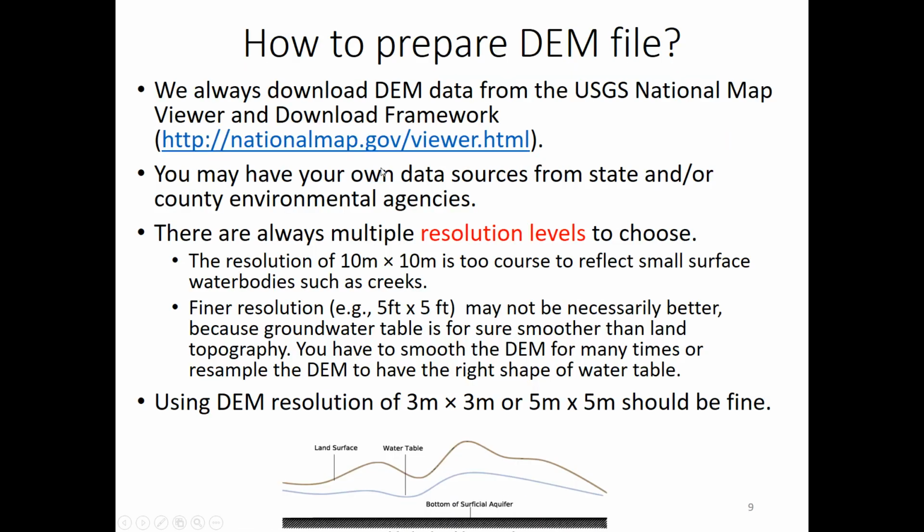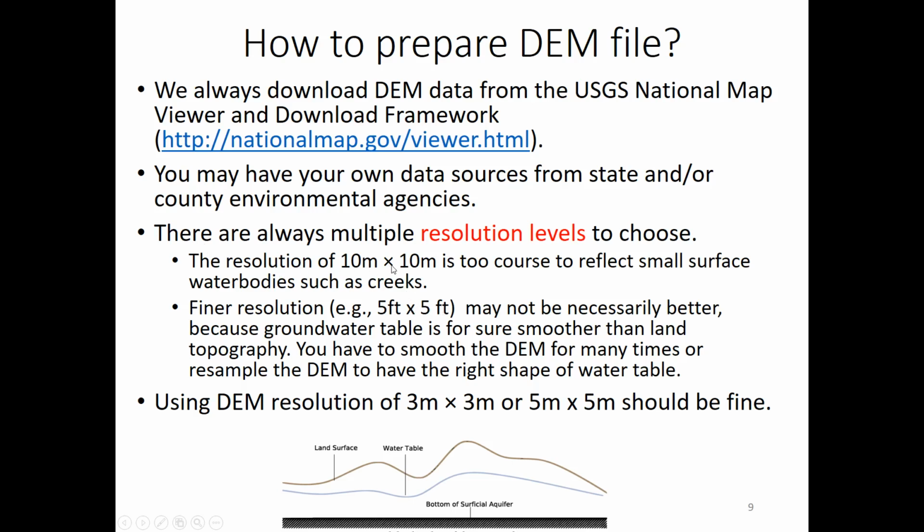And then we always go to this website. This is the USGS website to download the data, but you may have your own data source from state or county environmental agencies. You always have several resolution levels to choose from. For example, USGS data have a resolution of 10 meter by 10 meter, and some LiDAR data have a finer resolution of 5 feet by 5 feet.